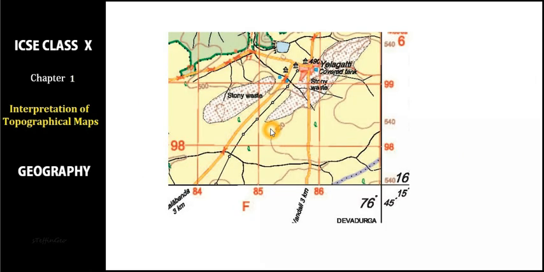Now we'll take one example from a topo sheet. Here we have a lot of features. Now we'll go for this one feature. It's called a stony waste. Stony waste is nothing but an area which has a lot of broken pieces of rocks. That again we will study later. Now the question is, what is the grid reference of this one particular stony waste?